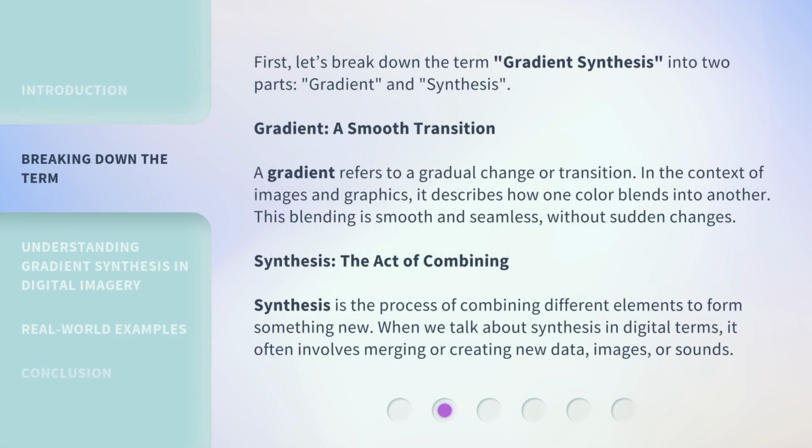First, let's break down the term gradient synthesis into two parts: gradient and synthesis. Gradient, a smooth transition. A gradient refers to a gradual change or transition. In the context of images and graphics, it describes how one color blends into another. This blending is smooth and seamless, without sudden changes.